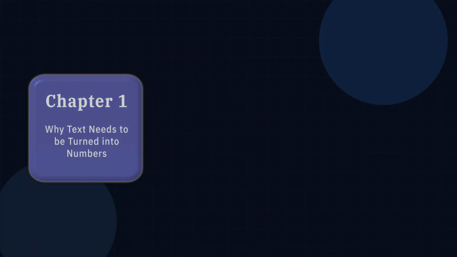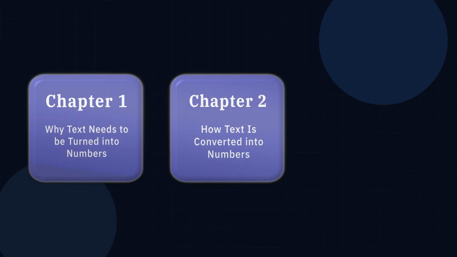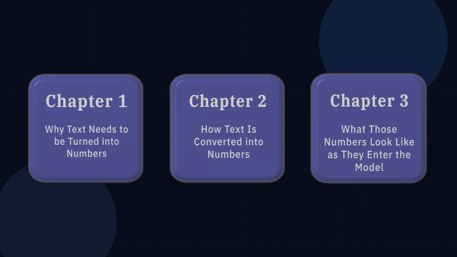In this video, we'll cover 3 things. Why models need to convert text into numbers in the first place, exactly how that conversion happens step by step using a process called tokenization, and what that stream of numbers looks like just before it enters the model for training.